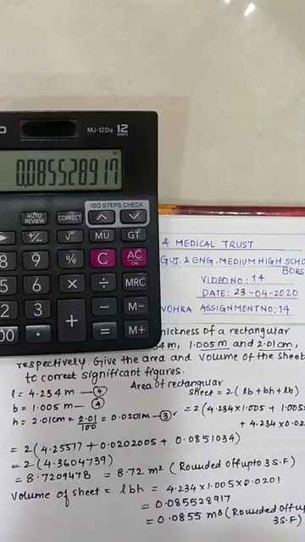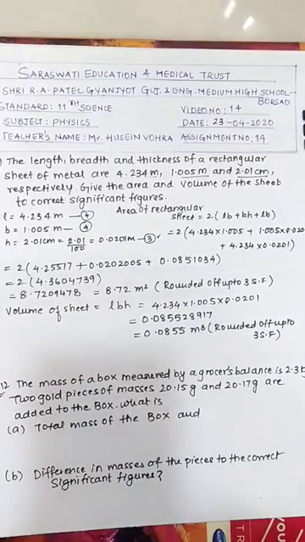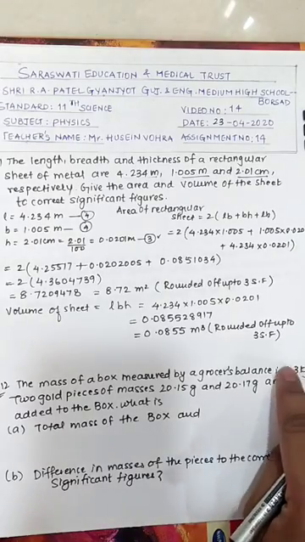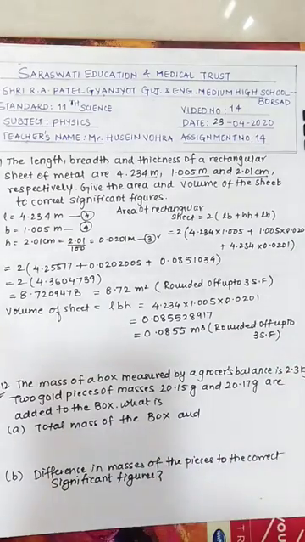Is this clear? The second example is 2.12. The mass of a box measured by a rough balance is 2.3 kg. Two gold pieces of mass 20.15 grams and 20.17 grams are added to the box. What is the total mass of the box? Now they have given the mass of the box in kg, so we have to answer in kg only. Yes or no?